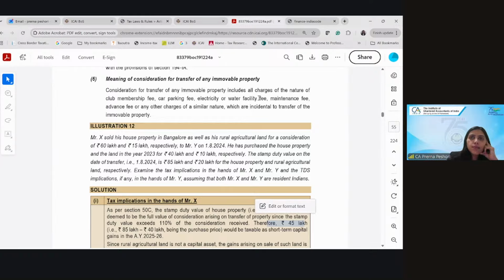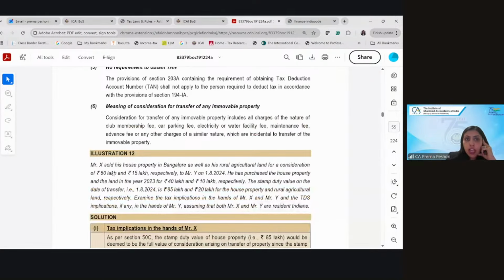Under which section? Income from other sources. Correct. Under 56(2)(10). So, in the hands of Y, he has received the property for inadequate consideration. He has bought for 60 lakh, whereas the stamp duty value is 85 lakh. Right? So, he has bought for inadequate consideration.